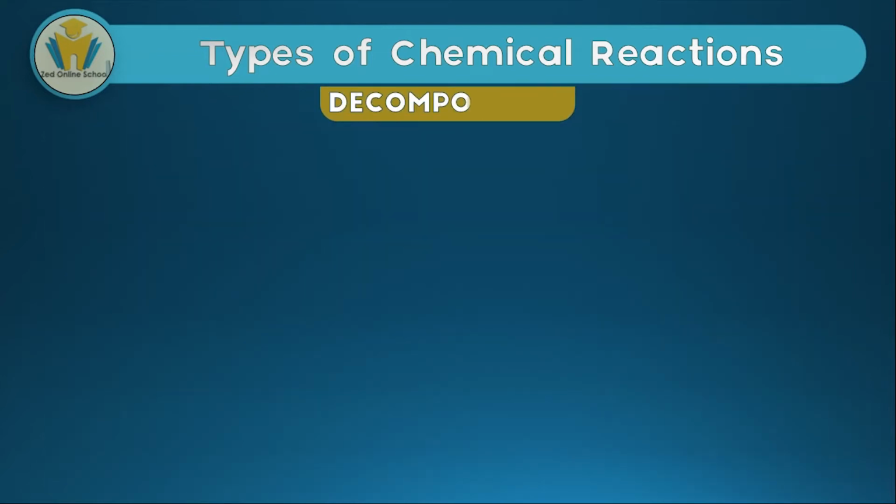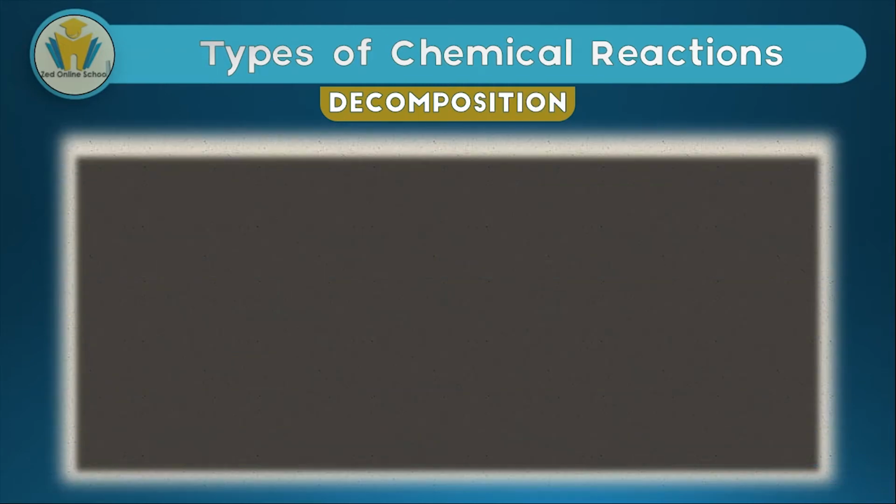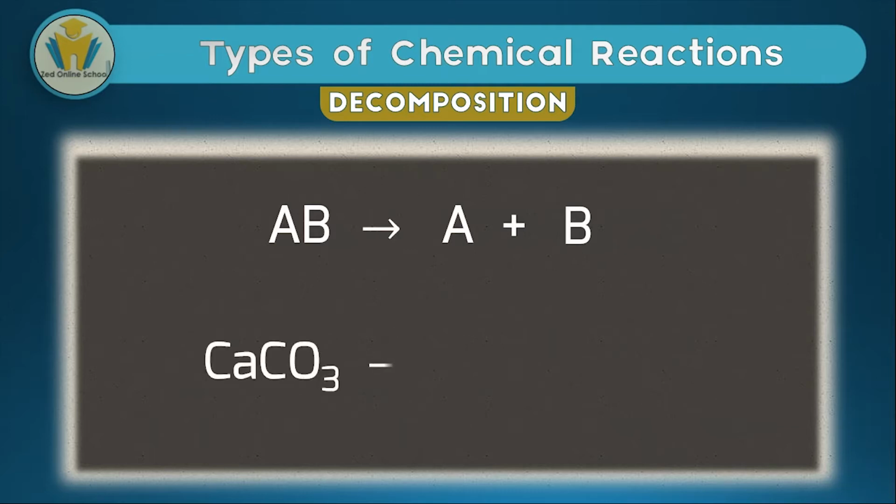The next kind of chemical reaction that you need to know is the decomposition reaction. This kind of reaction is just the opposite of a synthesis reaction. So we've got one substance being broken down into other simpler substances. For example, calcium carbonate can be decomposed into calcium oxide and carbon dioxide.